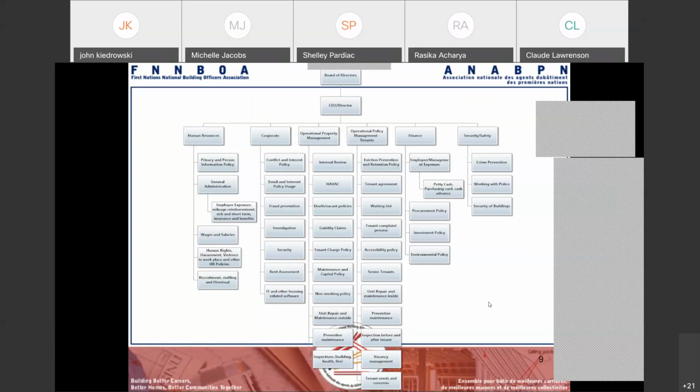And again, if you look under the key ones: tenant agreements, the waiting list, tenant complaint processes, accessibility policies, senior and elder tenants, unit repairs, prevention, maintenance, inspections before the tenants move in, vacancy management, tenant needs and concerns. Those issues are exactly the same issues that would be under a housing authority within a First Nations community. There'd be no difference at all. Next.